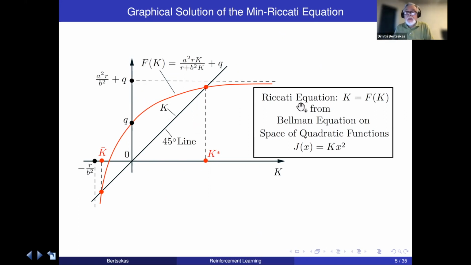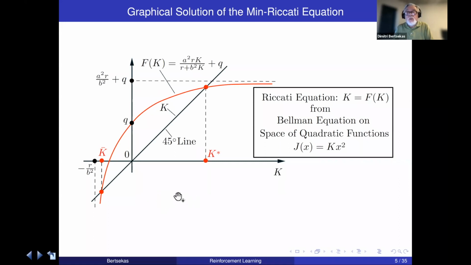And the equivalent form, the Riccati equation, which is given by this, which is the Bellman equation on the space of quadratic functions. Okay, this right-hand side here is given by this red curve here. F of k is this expression of k. It is nonlinear, but concave. You can verify that it is concave analytically or graphically. And it has the form that I give you here. It has a horizontal asymptote at this level, a vertical asymptote at this level.